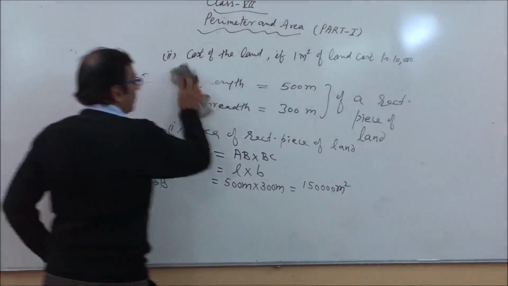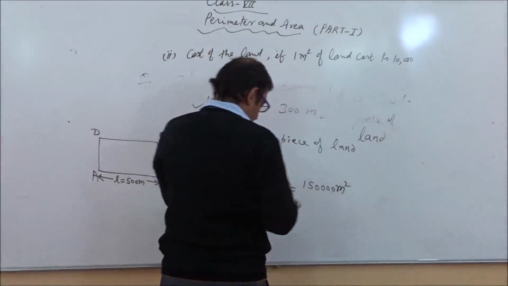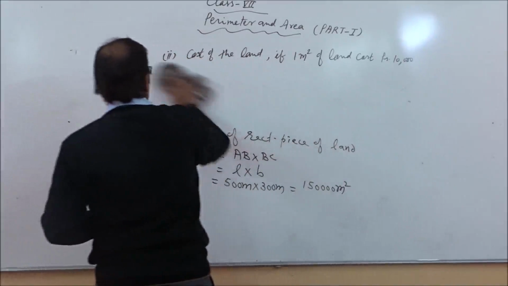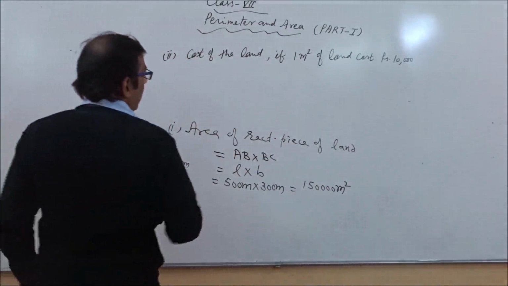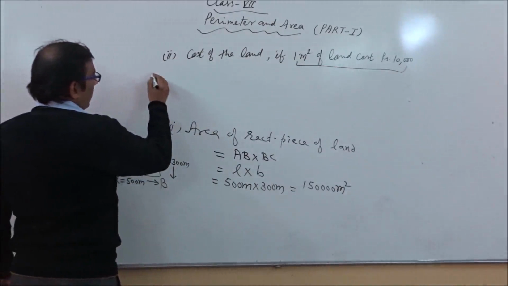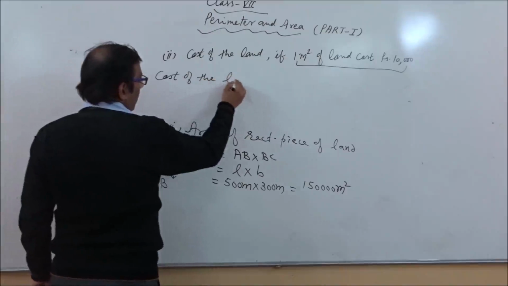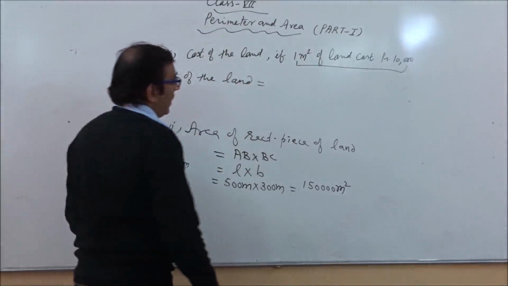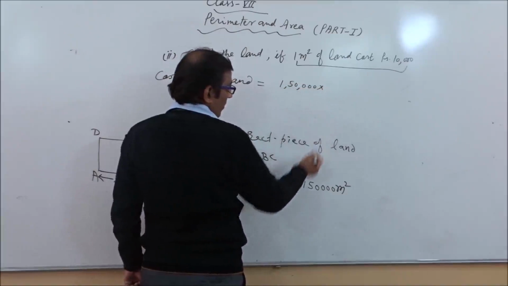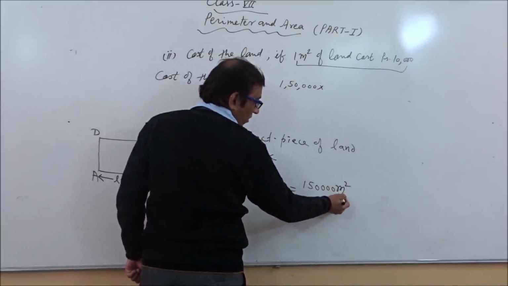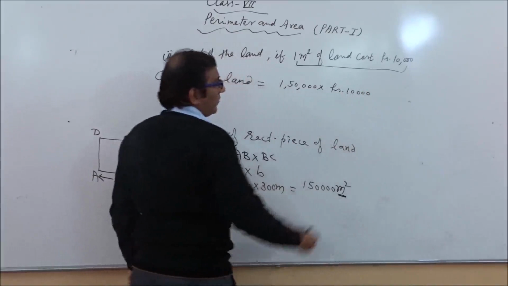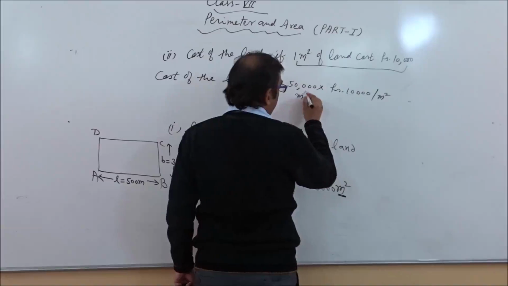So how can we calculate the second part? This time what we will do, basically 1 meter square of land costs rupees 10,000. So we will write here: cost of the rectangular piece of land equals 1,50,000 meter square, and 1 meter square equals rupees 10,000. So we will put here rupees 10,000. This is per meter square, and this is in meter square, right?